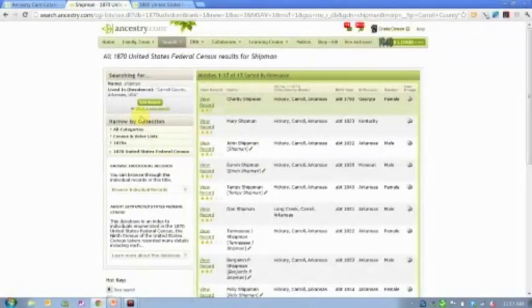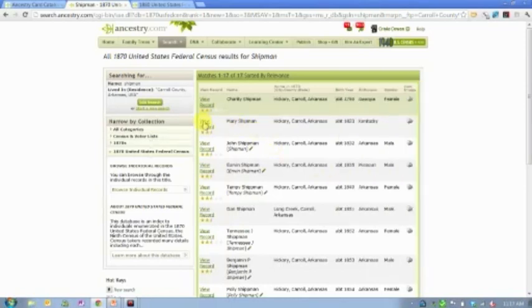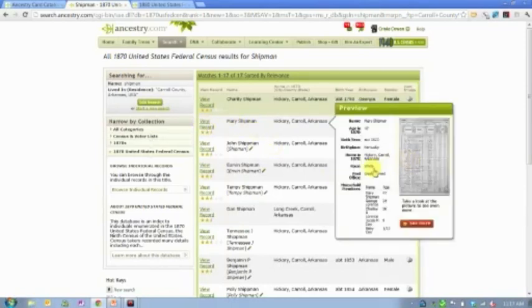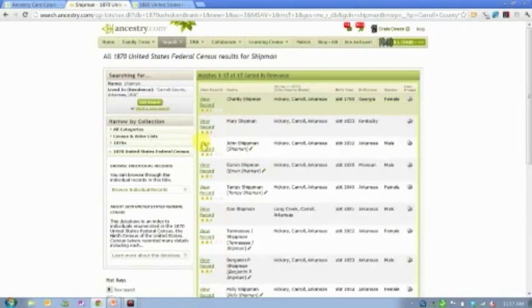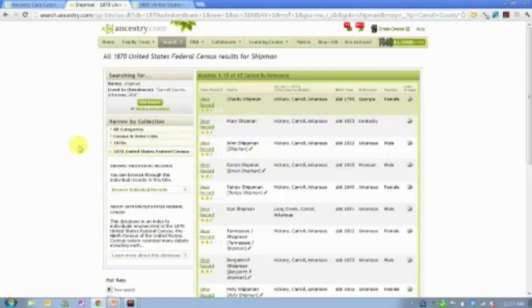Certainly you're going to get different search results, and then you can hover over each of these. You don't have to click through to every one of them, but you can hover over them and you see this preview here that just gives you a snapshot of who's enumerated in the same household. Now remember, there's no relationships listed because this is the 1870 census that we happen to be looking at. But you can just hover over this and see who else is living in the household to determine if you've got the right family or not.